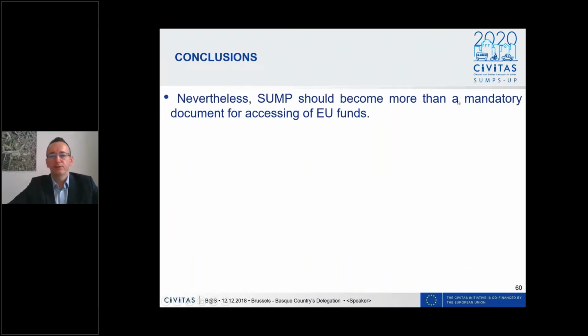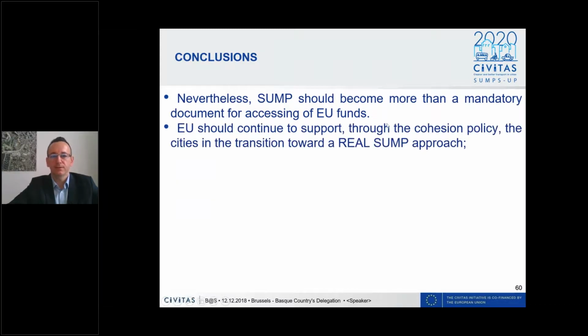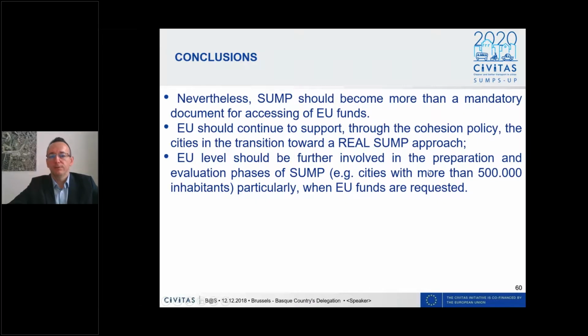Nevertheless, of course, SUMP should become more than a mandatory document for accessing EU funds. It is a very important condition. And of course, from the EU level, support should continue through the cohesion policy for the cities in order to help them to transition toward a real SUMP approach. The EU level should be further involved in the preparation and evaluation phases of SUMPs, maybe for cities with more than 500,000 inhabitants, of course, particularly when EU funds are requested.